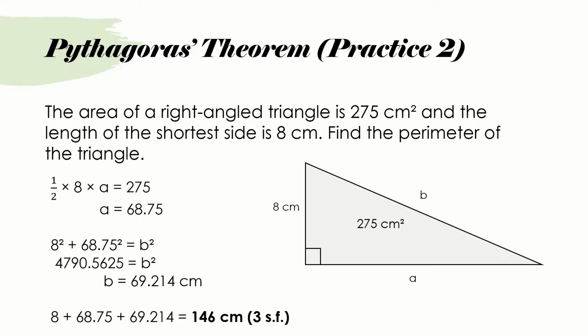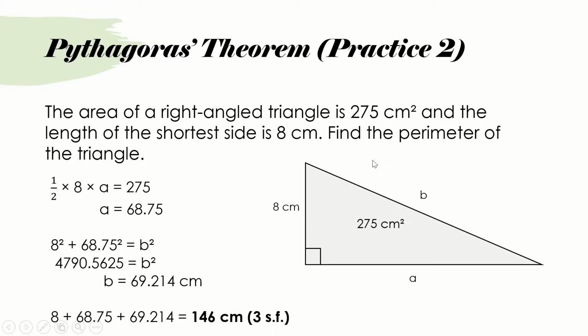So half times 8 times A equals 275. So A will be equal to 68.75. Once you know A, and we know 8 centimeters, you can use A square plus B square equals C square, which is 68.75 square plus 8 square equals B square. So B is 69.214 centimeters. So that is not the final answer.